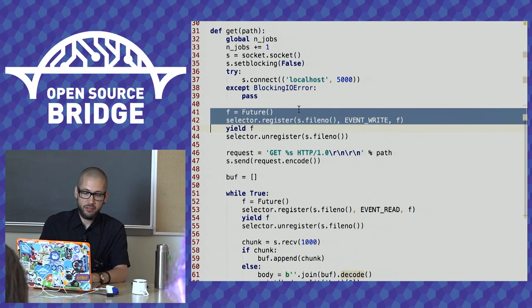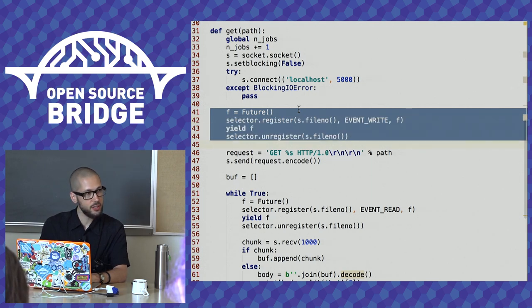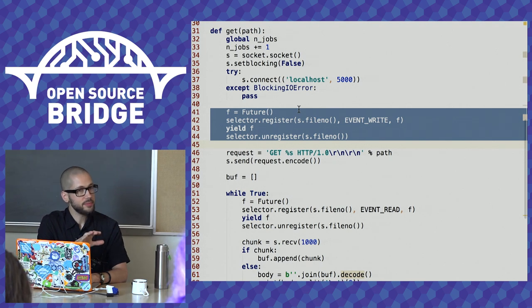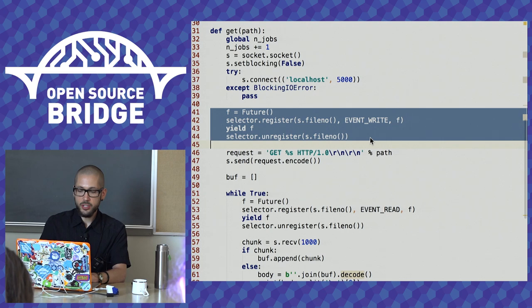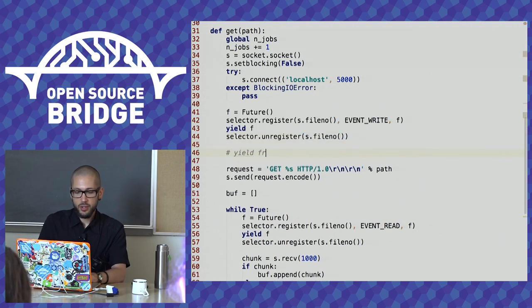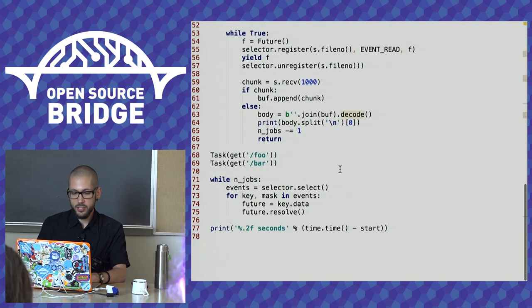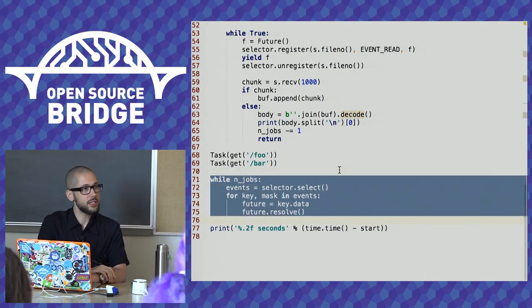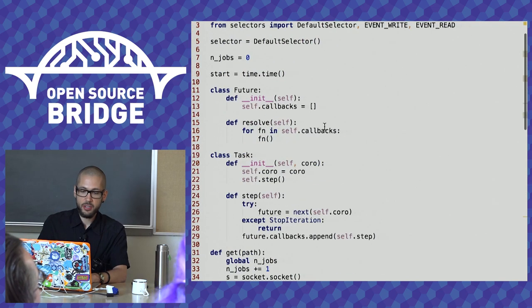This stuff where we create a future, we register, we yield, we unregister, that's what asyncio's job is. You don't actually have to worry about that if you're writing Python 3.4 and using its standard library. Asyncio will hide this from you. And you can just do something like yield from socket read. And asyncio will deal with all of the future registration and selection stuff for you. The other thing you don't need to worry about in asyncio is writing your own event loop. Asyncio, pretty much its reason for being is to give you an event loop. And it's got a much more sophisticated one than this.